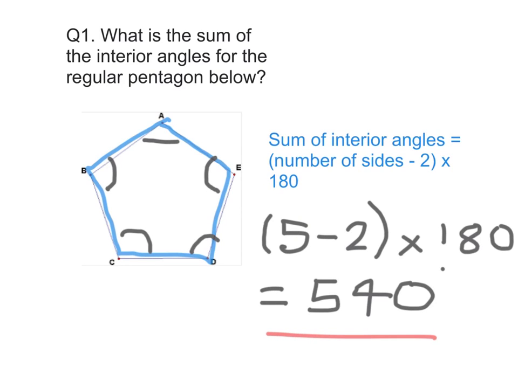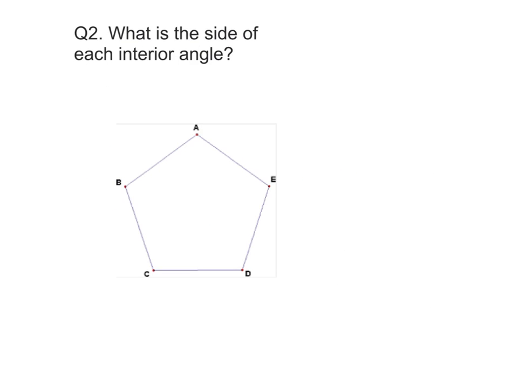540. That was step 1, but there's still another step that we have to do when working with our polygons, and that is: what is the size of each interior angle? Once again, we have found the sum of all of them, and I want to find what the size of each interior angle is. Remember our definition of polygons: if it's a regular polygon, all sides are equal in length and all angles are equal in size. So let's show you how to do this.